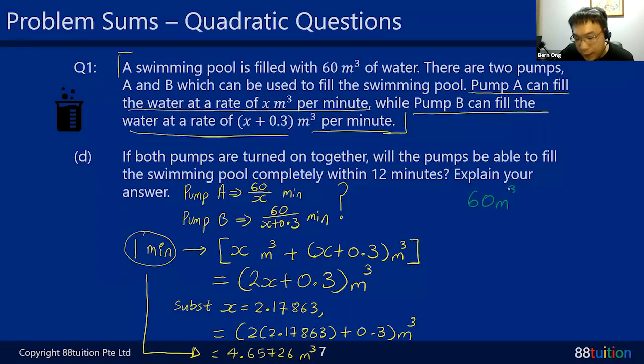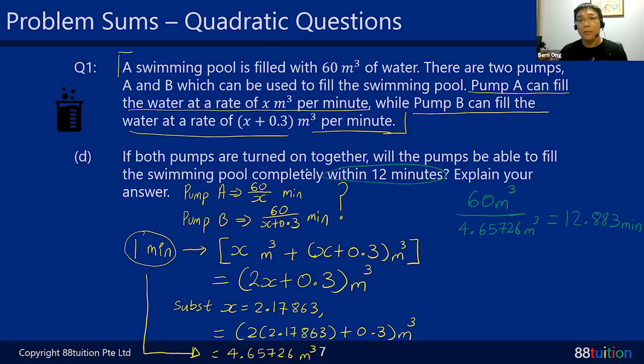How many minutes do I need? In 1 minute, I can fill 4.65726. 60 meter cube. I need how many minutes? I divide by your 4.65726 meter cube. All right. What does it give me? 60 divided by that, just now the answer is 12 point what? 12.883 minutes, you know. But the question is asking, hey, can you fill up in 12 minutes or not? Exactly 12 minutes or not? All right, within 12 minutes, cannot.